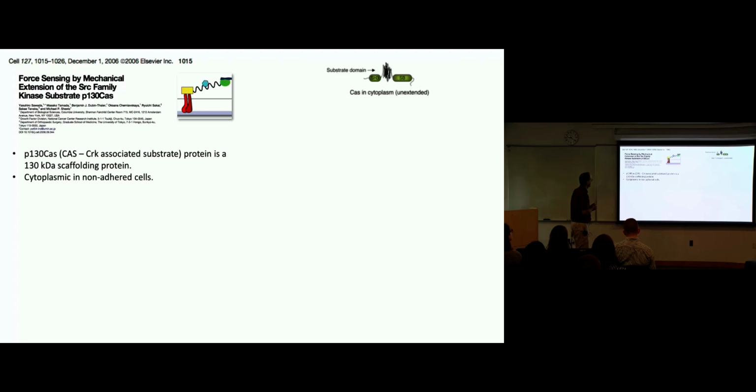So this protein is P130Cas. This again is from Mike Sheets' lab. And this is an important scaffolding protein. In cells that aren't under mechanical load, this P130Cas is largely cytoplasmic. Okay? And so there's two domains on this protein that bind on either side to other proteins.